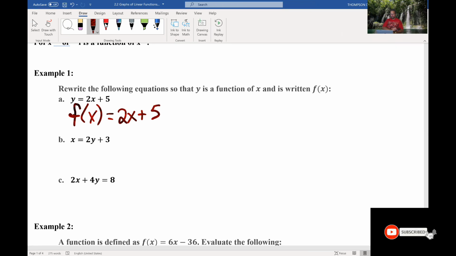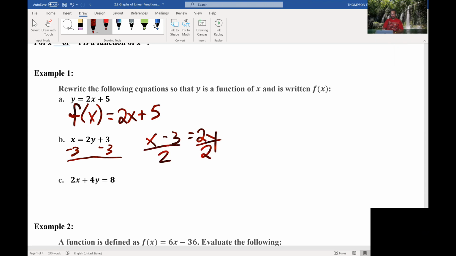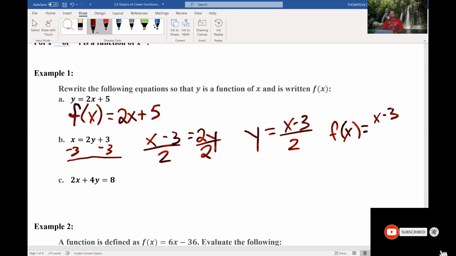Example B, we need to solve for y. So first we're going to subtract 3 from both sides, and we end up with x minus 3 equals 2y. Our last step is divide by 2 on both sides. And that gives us y equals x minus 3 divided by 2. And last step, just write in function notation. So that gives me f of x equals x minus 3 all over 2, and we are done.